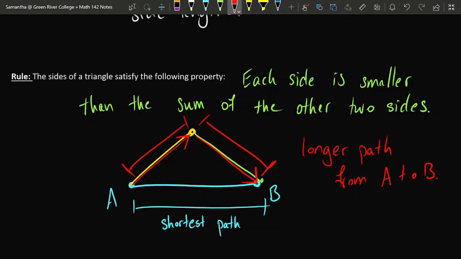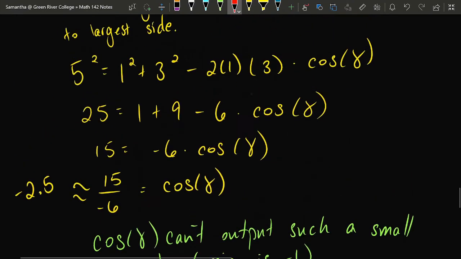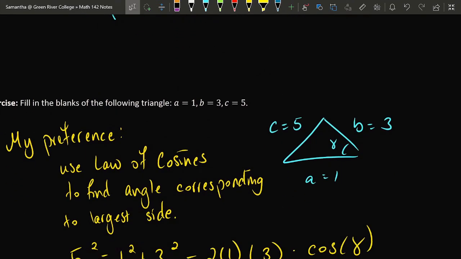As a result, every individual side of a triangle has to be shorter than, has to be more efficient than the sum of the other 2 sides of the triangle. If I look at the data that was given to me in the previous problem, that property is not satisfied by these given side lengths. Note here that 5 is actually larger than the sum of the sides labeled A and B.